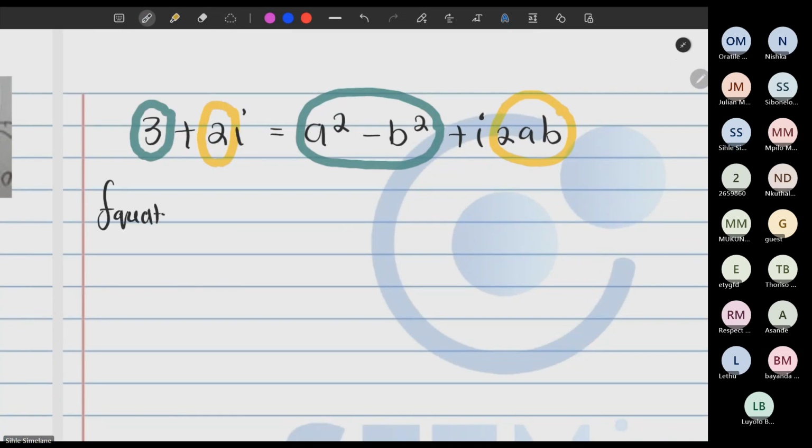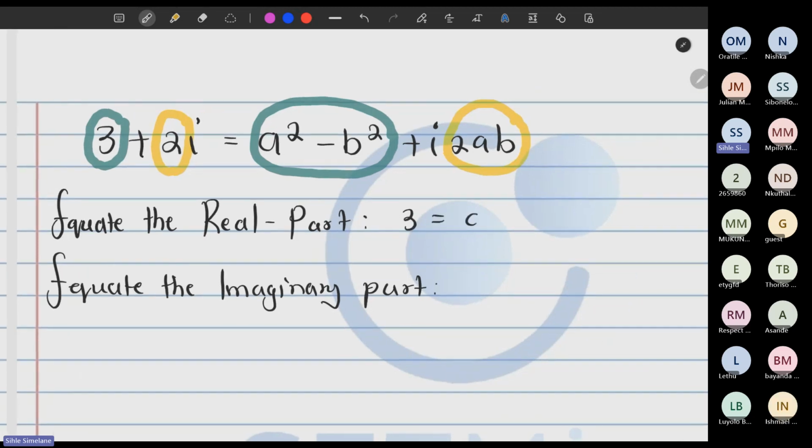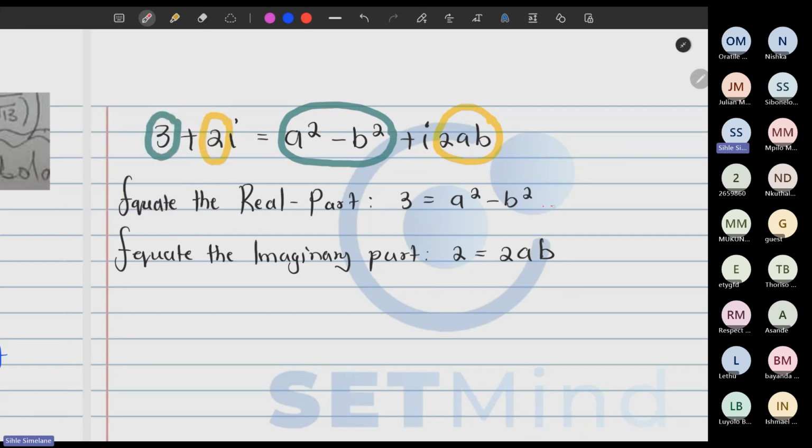So we will equate the real part, and we will do the same with the imaginary part. So equate the imaginary part. Okay, so when we equate the real part, it means we get 3 is equal to a squared minus b squared. And when we equate the imaginary part, it means we get 2 is equal to 2ab. I'll call these equations. I'll call this one equation 1. I'll call this one equation 2.